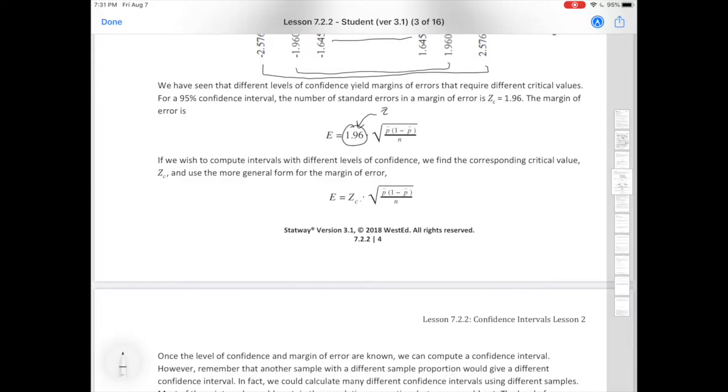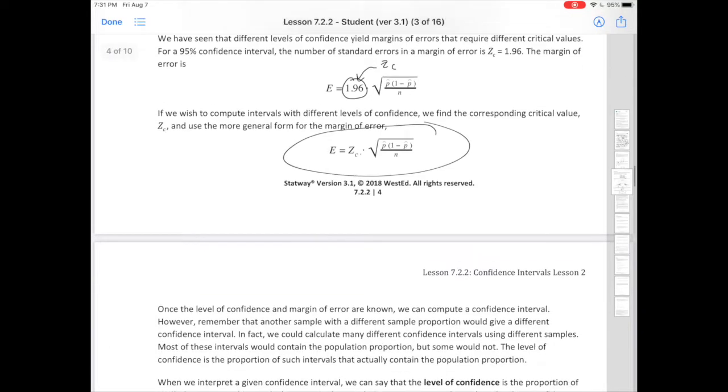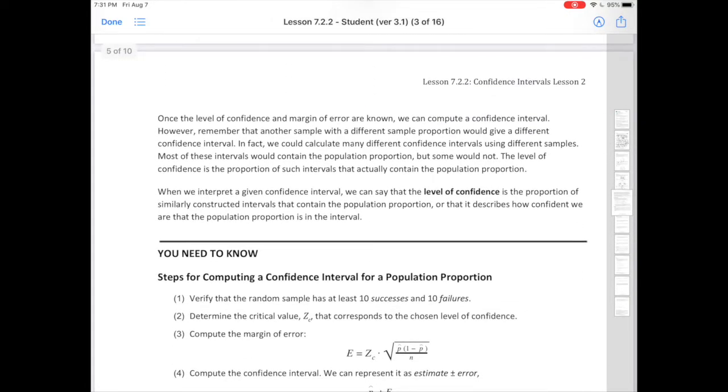Right? So this formula that you had before, that's really the critical z-value, but you were just using 1.96 because the problem was asking you for 95% confidence. However, if it asks you for 90 or 99, you're going to use one of the other two values. So this is the true formula, okay? This is the one that you're going to use for the margin of error, okay? You take the critical z-value that we care about, and we multiply it by that square root.